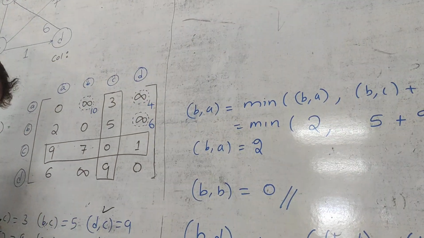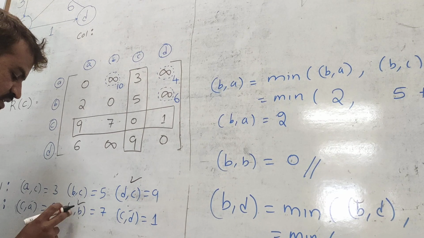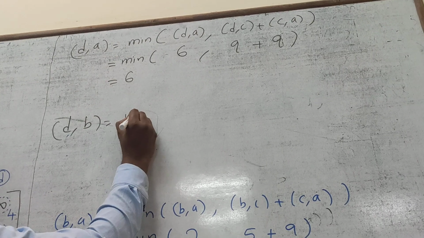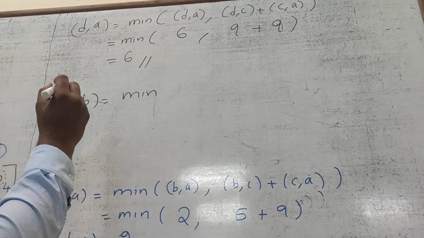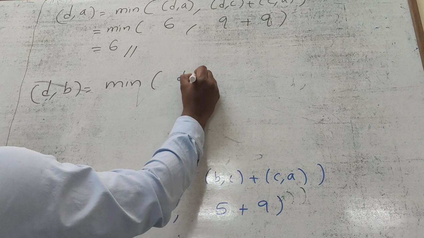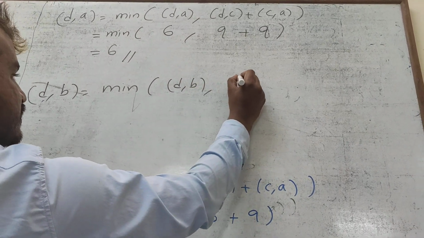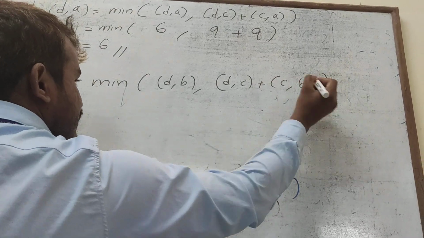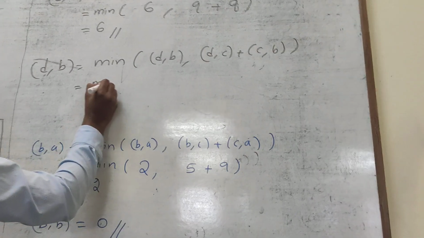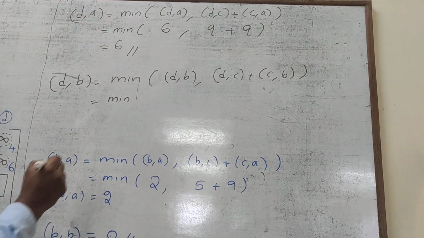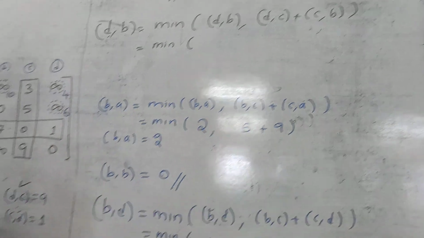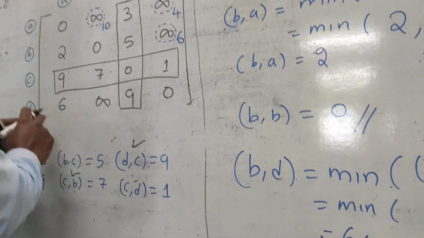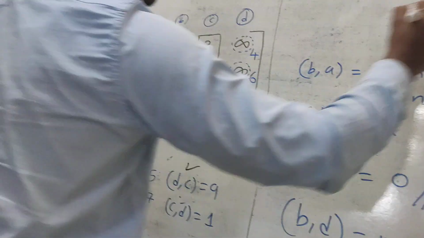This is D to C and C to B. D to C and C to B, consider to be D to B. That is written as the minimum of D to B, which can be written as D to C plus C to B. Then minimum. Okay, D to B is infinity. See here, this D to B is infinity.